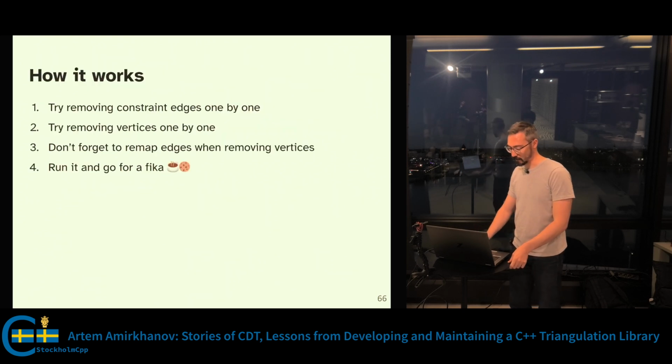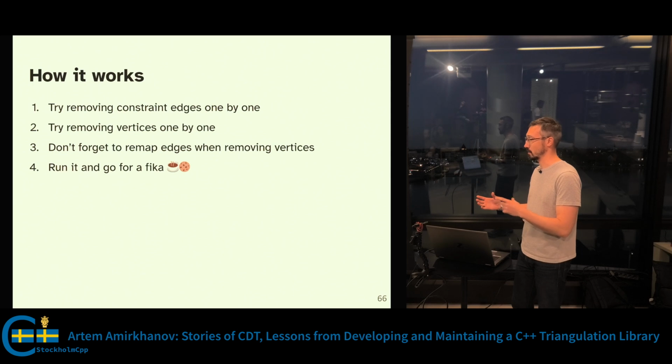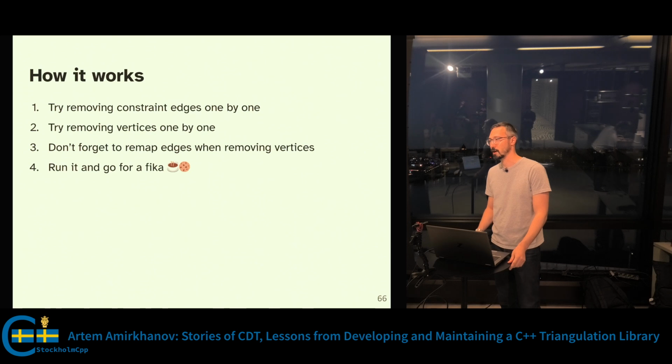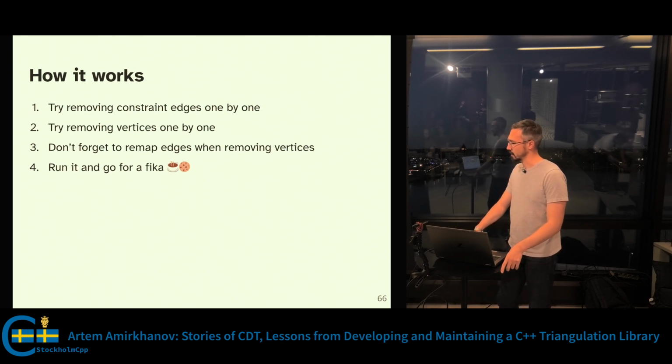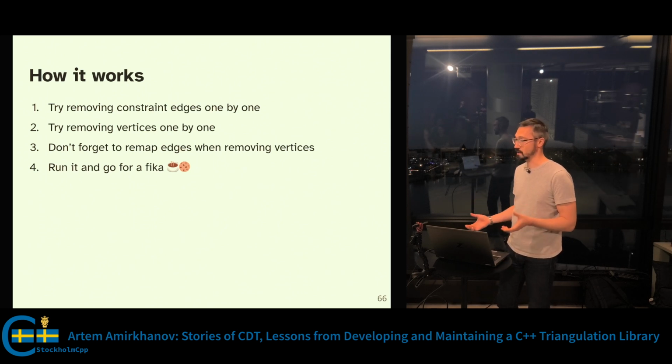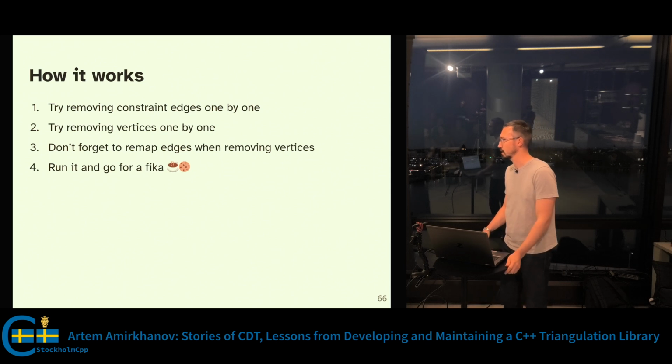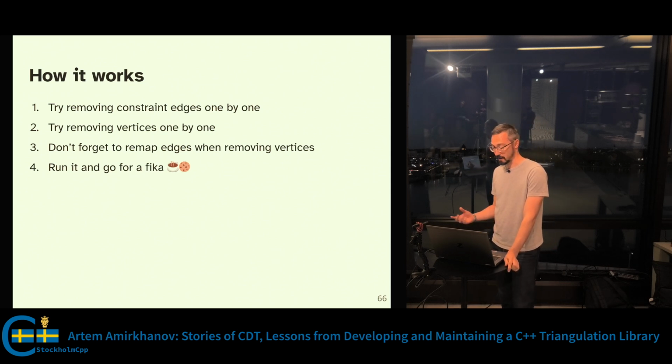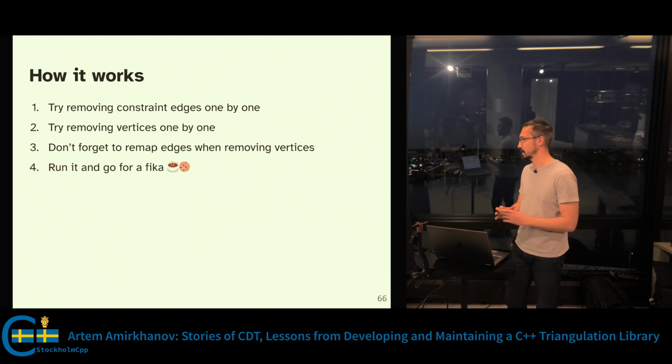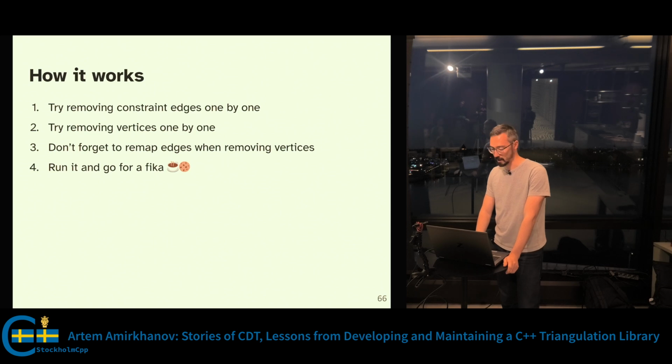And the way it works is first we take the inputs and we remove edges one by one, and we check if some condition still holds, if it crashes or an exception is thrown, or just something happens. And then after no more edges can be removed, you start removing vertices from the input one by one. And when you're removing vertices, you should not forget to remap the edges as well. And then when you have this working, you just hit run, and then you go for Fika, and you come back and you have a nice, small reproducer. I mean, that's great.